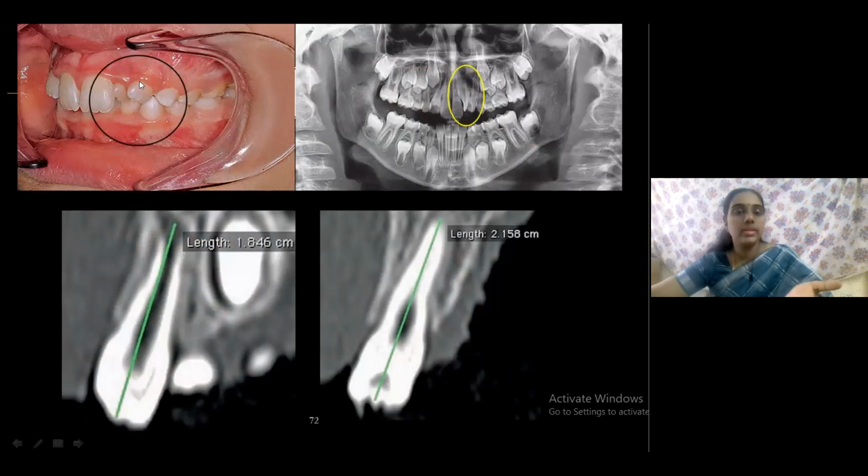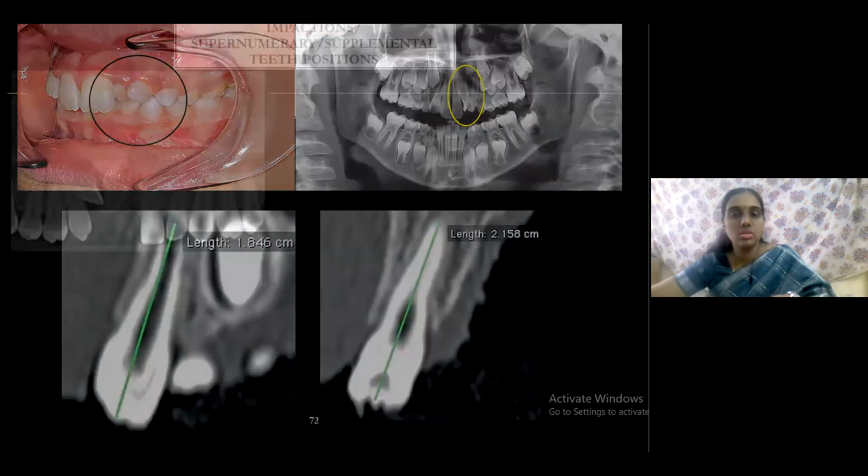And see, this also has two lateral incisors, and if you're planning, depending upon the length of the root canal, you can decide which tooth to extract. So these are some of the little applications in orthodontics.